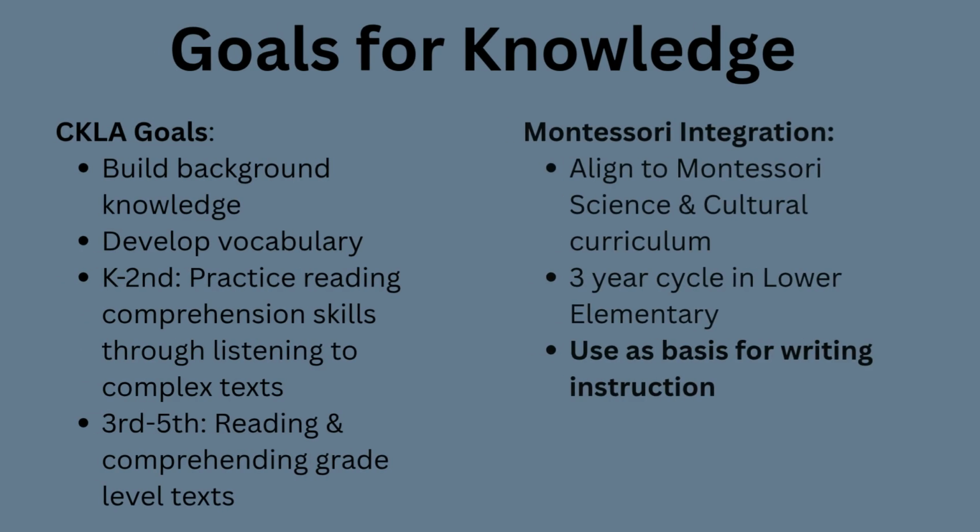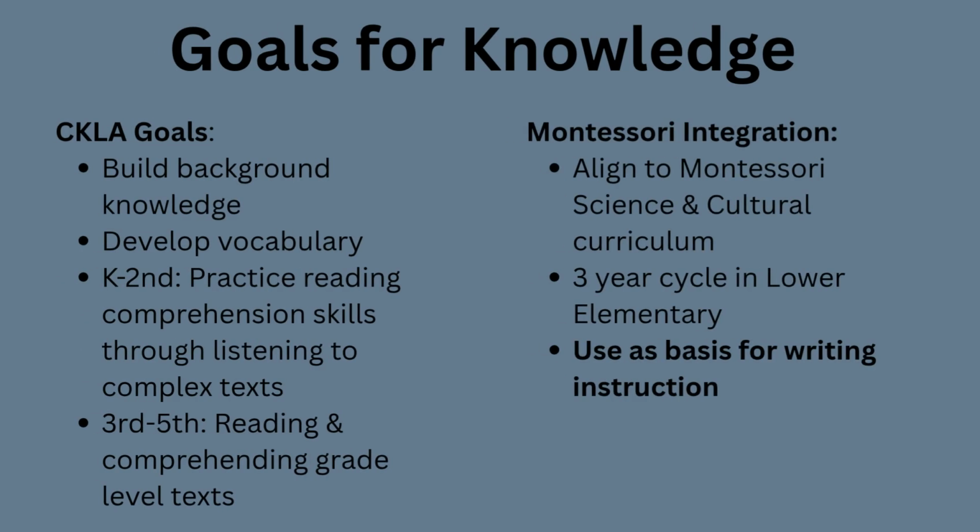Similar to the work we developed for the skills strand, our goal is to align the knowledge strand with Montessori philosophy and pedagogy. The goals of the CKLA knowledge strand are to build children's background knowledge, develop vocabulary, and build reading comprehension skills. In the kindergarten through second grade curriculum, children build these reading comprehension skills by listening to complex text read aloud and discussing them. In the third grade curriculum, students are reading complex texts independently and responding to them through discussion and writing.